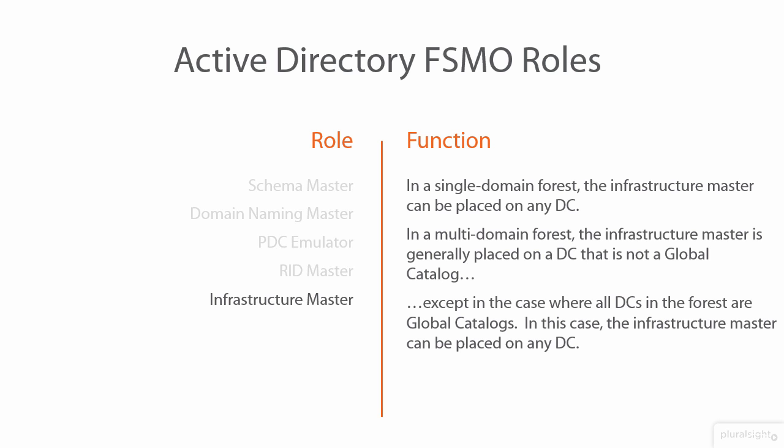In a single domain forest, so you have a single domain, single forest, the infrastructure master can be placed on any domain controller. This is the case because the infrastructure master in a single domain forest that doesn't have any connections or other domains to deal with, it doesn't have that much to do. However, in a multi-domain forest, the infrastructure master is generally placed on a domain controller that is not a global catalog, and in fact shouldn't be placed on a DC that's not a GC, except in the case where all of the DCs are global catalogs. And in that case, it just doesn't matter.